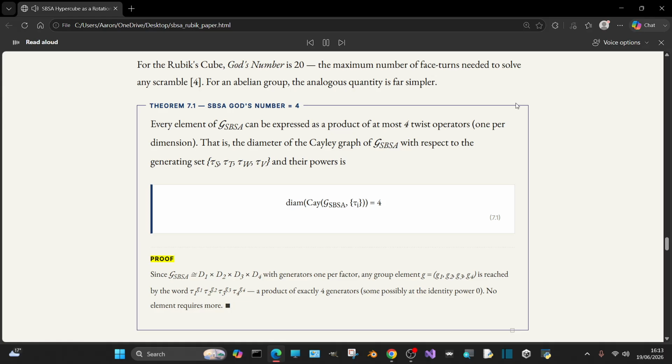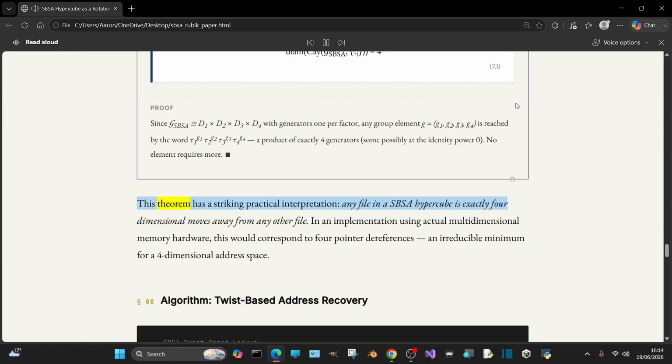Proof. Since SBSA is approximately equal to D1 times D2 times D3 times D4 with generators 1 per factor, any group element G equals G1, G2, G3, G4 is reached by the word 1G1, 2G2, 3G3, 4G4. A product of exactly 4 generators, some possibly at the identity power 0. No element requires more. This theorem has a striking practical interpretation.